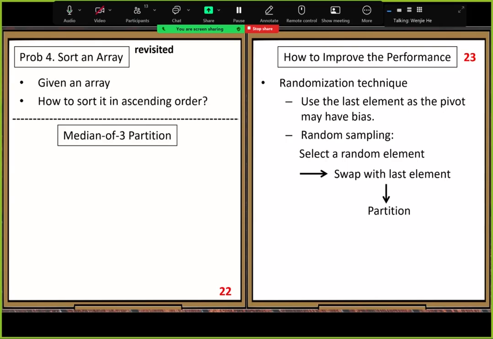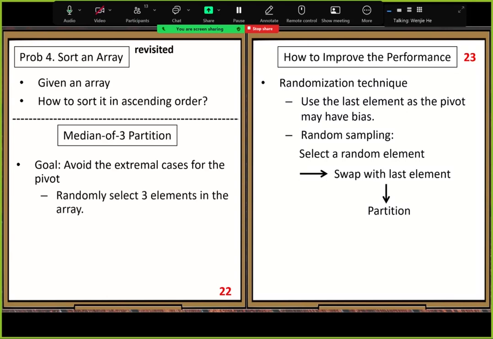Another improvement is called the median of 3 partition. That's another simple way to avoid extreme cases for the pivot. So what's the median of 3?